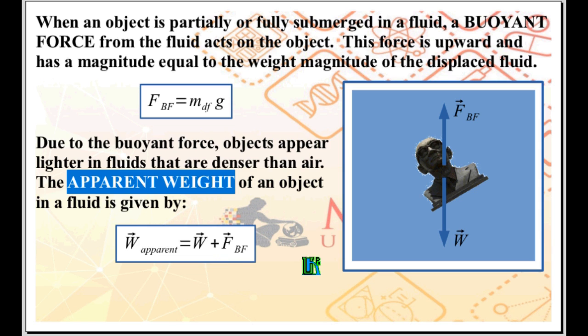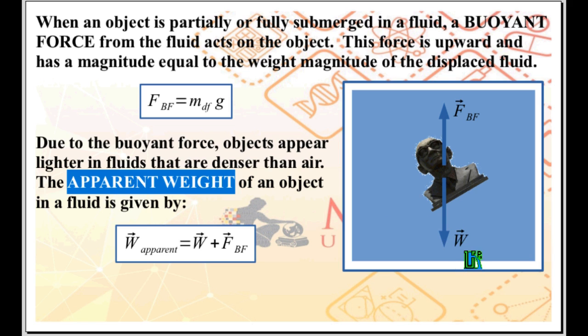So in essence, if you look at the figure, buoyant force is opposite the weight. So their magnitudes will subtract to give you the magnitude of the apparent weight. And depending on the combination of weight and F_BF, the apparent weight may be heading downward or it may be heading upward. If the weight of the object is greater than the magnitude of the buoyant force, the apparent weight is downward, the object will sink or accelerate downwards.